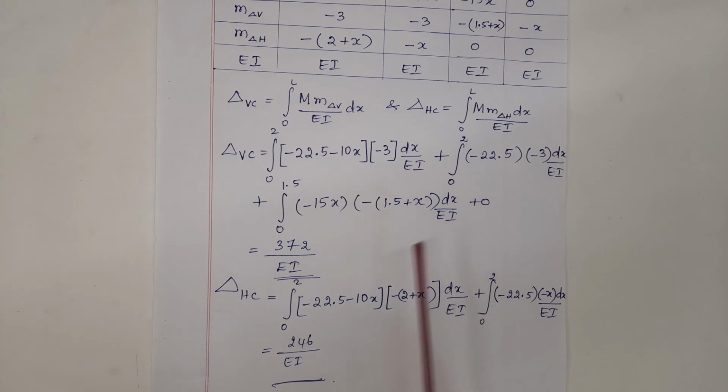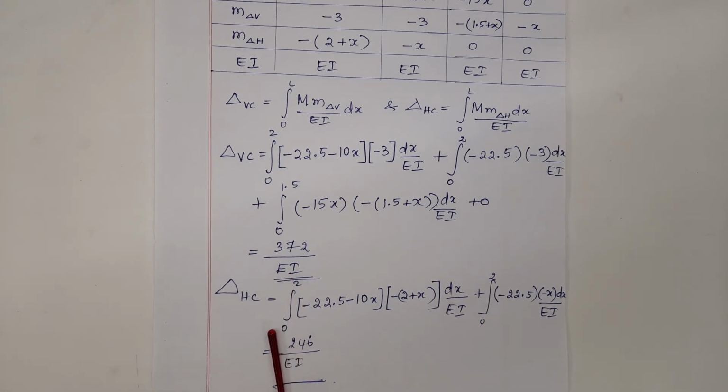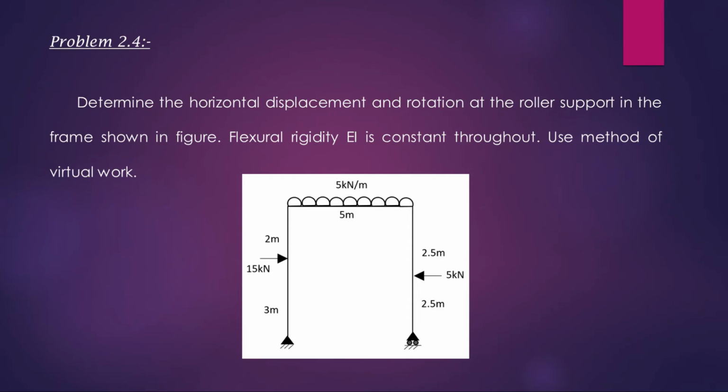You can substitute to get the values for delta VC. Same way delta HC. Let us see another frame. A simply supported frame. A is hinged, D is roller. It carries loading as shown in the figure. We need to find the horizontal displacement at the roller end and rotation at the roller end.